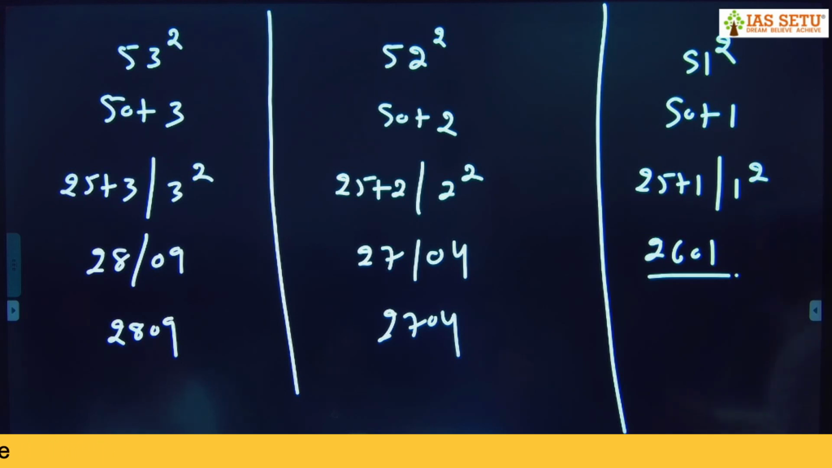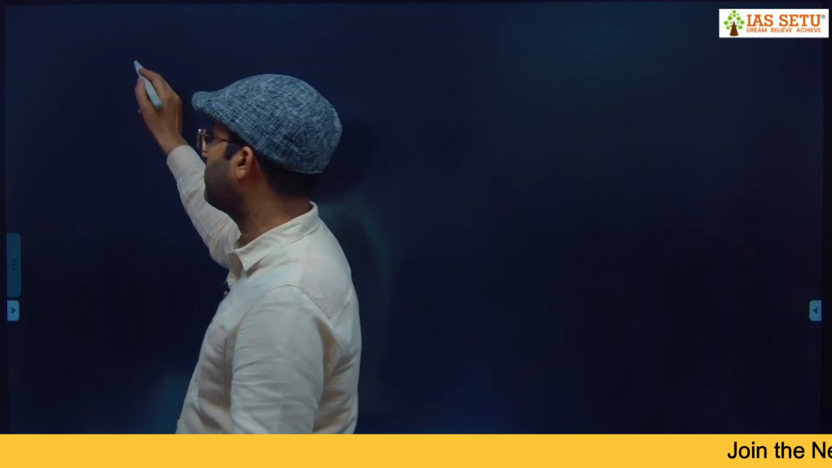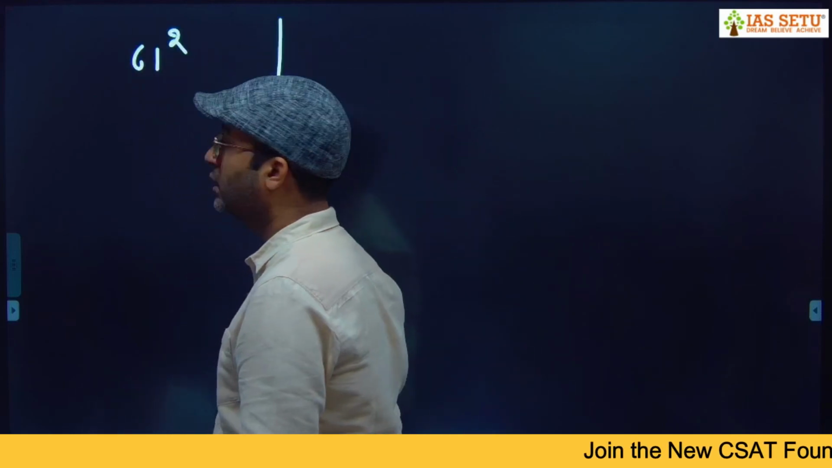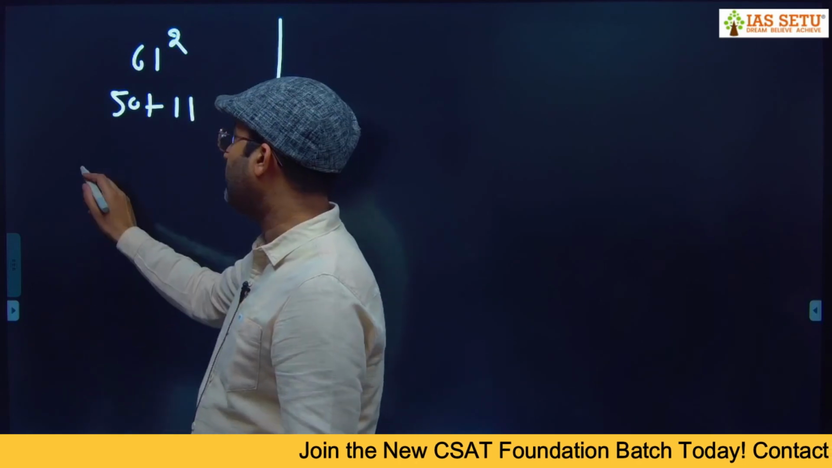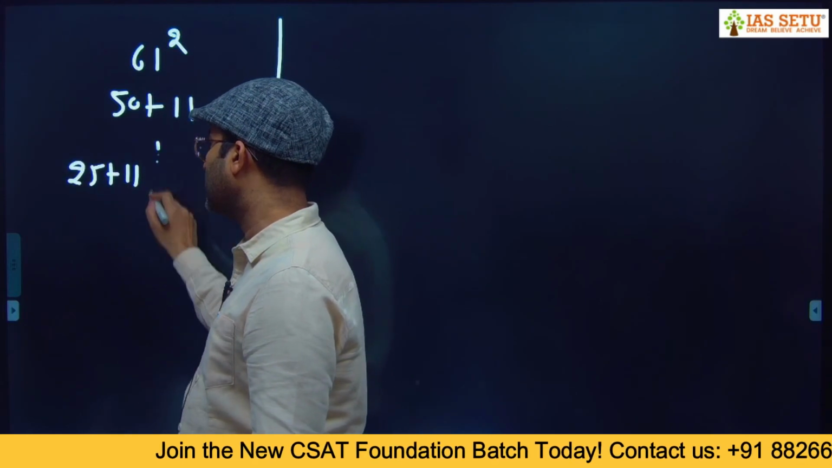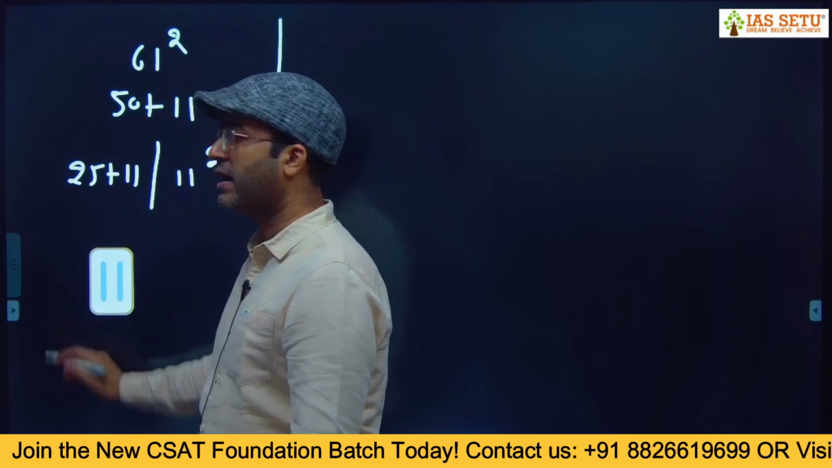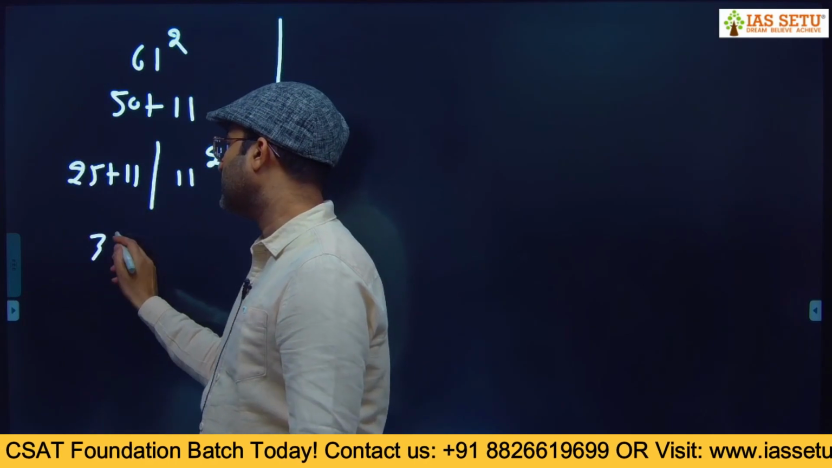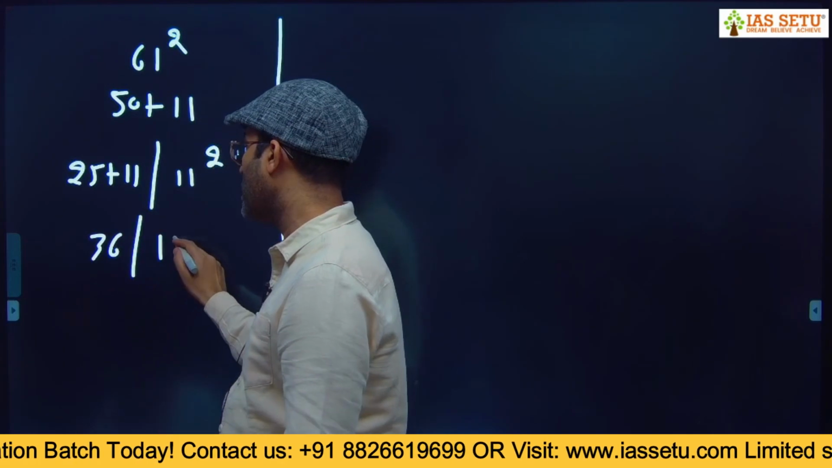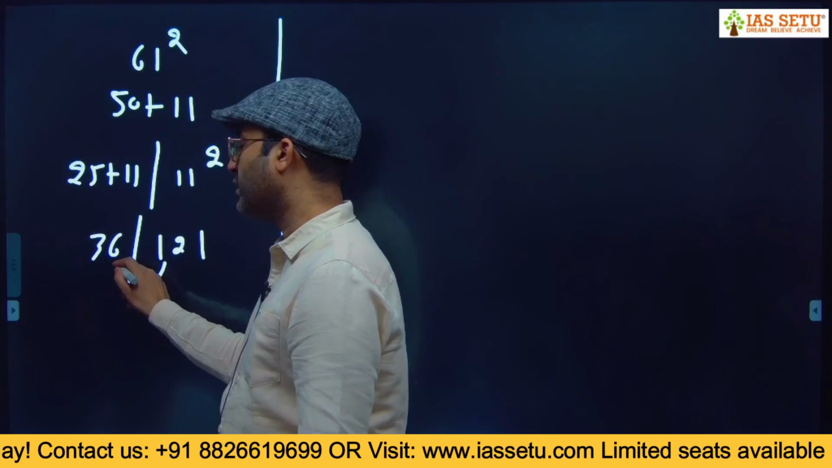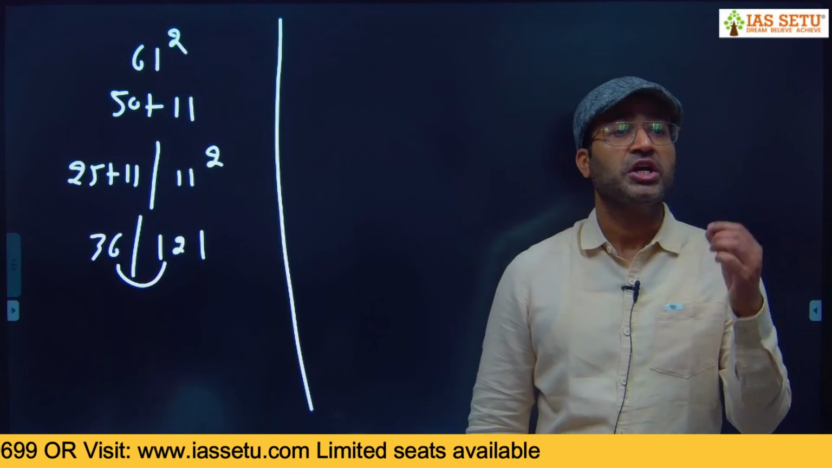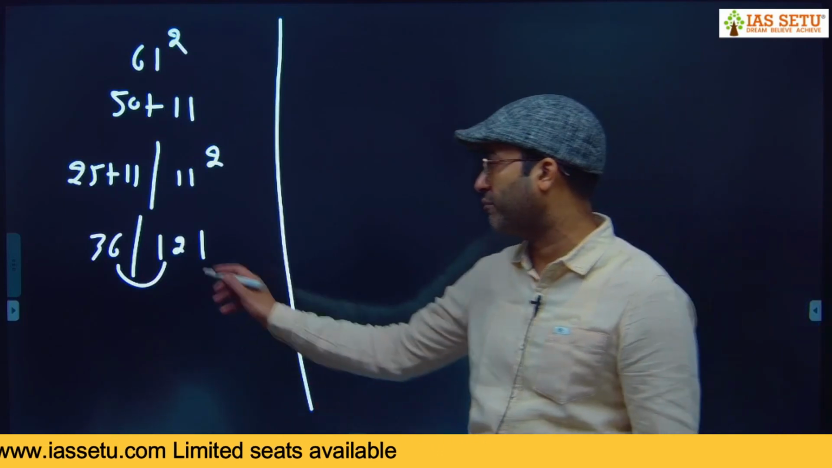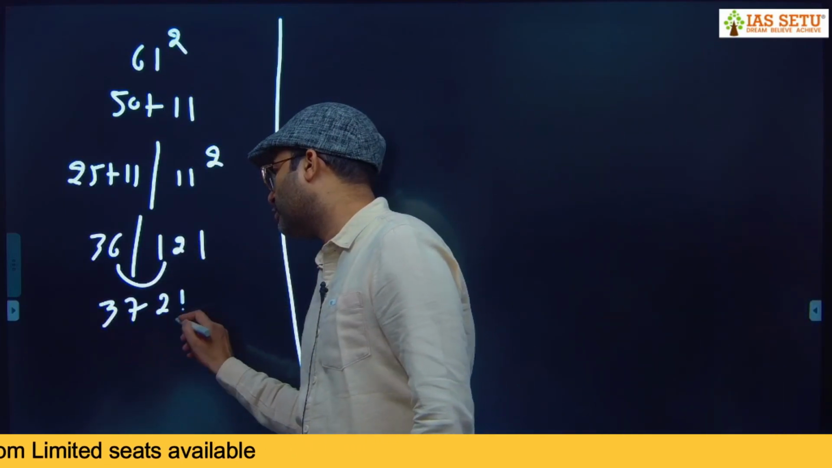Now I take some value where we have carry forward. Same, only that step is different, totally same, like 61 square. Step number 1, we break it as 50 plus 11. Then left side value becomes 25 plus 11, right side value becomes 11 square. Left side is 36. What is 11 square? 121. 1 carry forward. Because it is fixed, right side is unit place, 10 place. If by chance you have an extra digit, you have to carry forward. 3721.